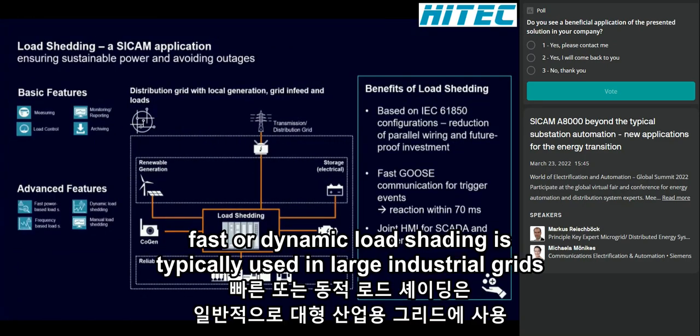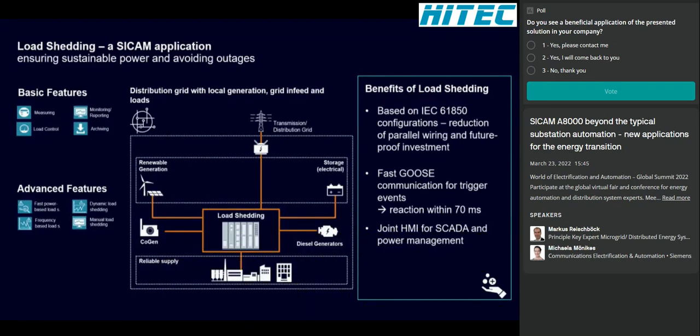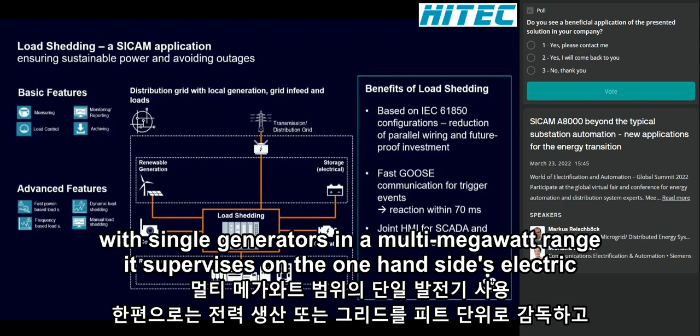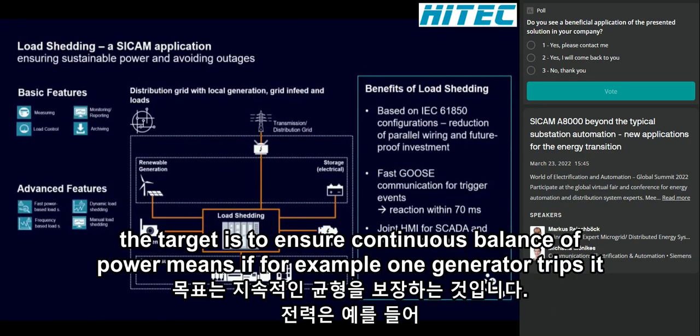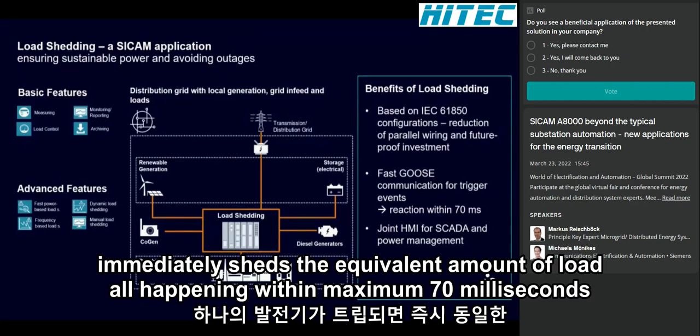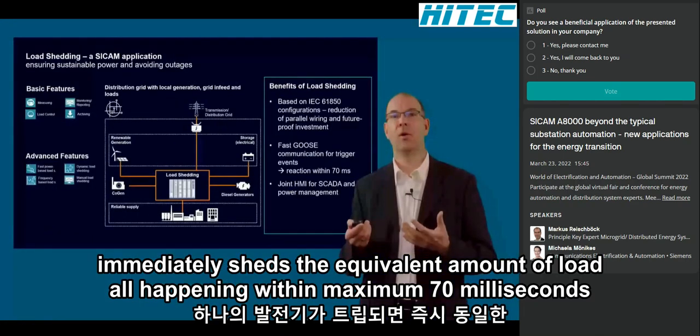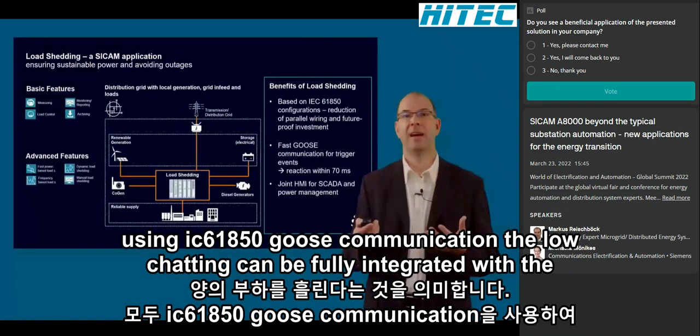Fast or dynamic load shedding is typically used in large industrial grids with single generators in a multi-megawatt range. It supervises on the one hand side the electric generation or grid in-feed, while on the other side it continuously is monitoring the load's demand. The target is to ensure continuous balance of power, means if, for example, one generator trips, it immediately sheds the equivalent amount of load. All happening within maximum 70 milliseconds using IEC 61850 GOOSE communication.